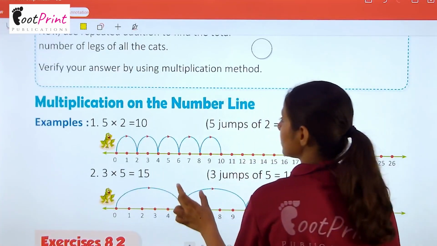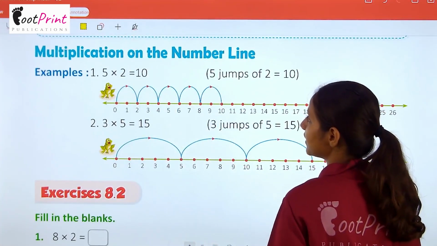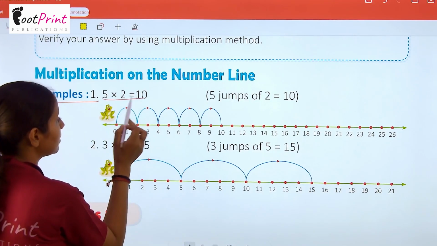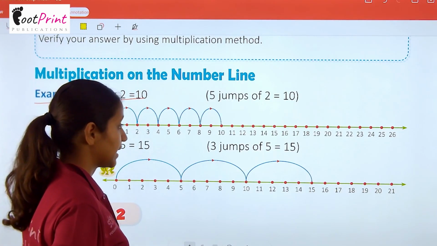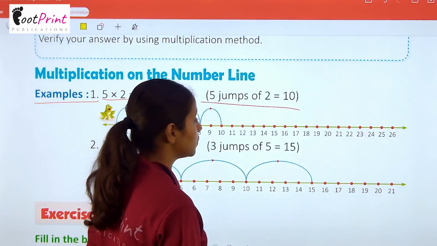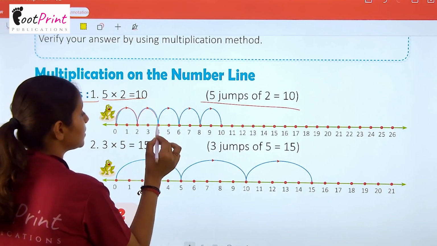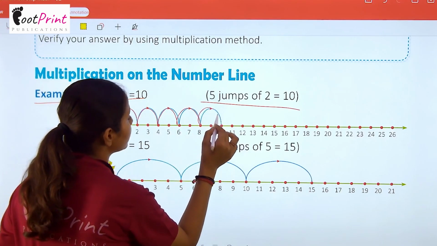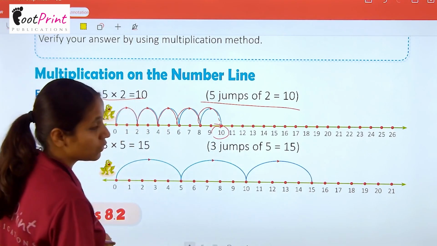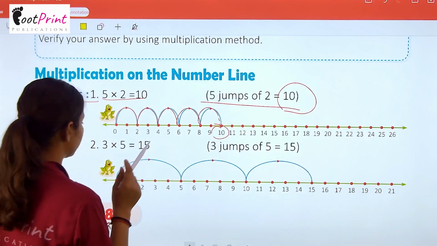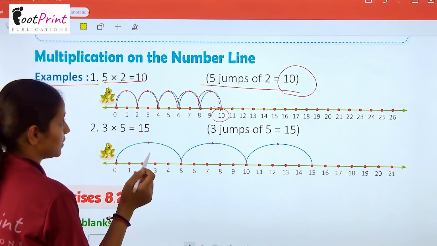So now we have multiplication on the number line. Example number 1. 5 multiplied by 2 is 10. That is 5 jumps of 2. So what will we do here? Skipping 2 and jumping, 5 times. Then we will reach 10, and 10 is our answer also. That means 5 into 2 is 10.